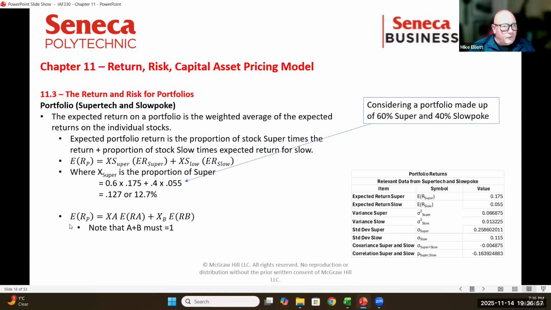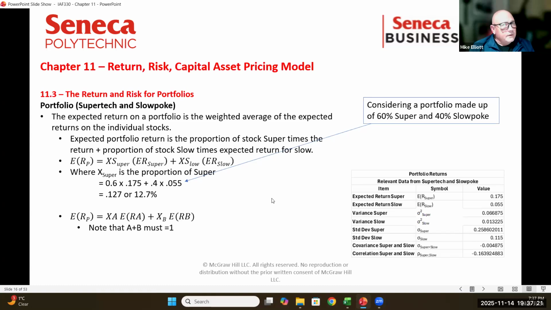The expected return of the portfolio is the proportion of A in the portfolio times the expected return of A, plus the proportion of B times the expected return of B. And you can do this with as many items in the portfolio as you want.